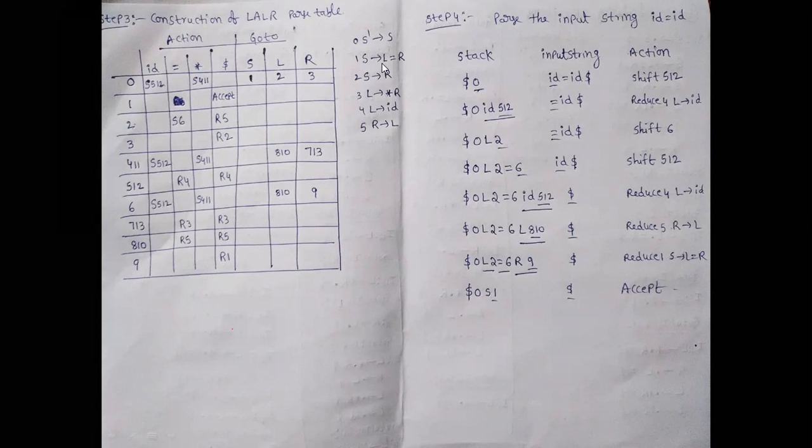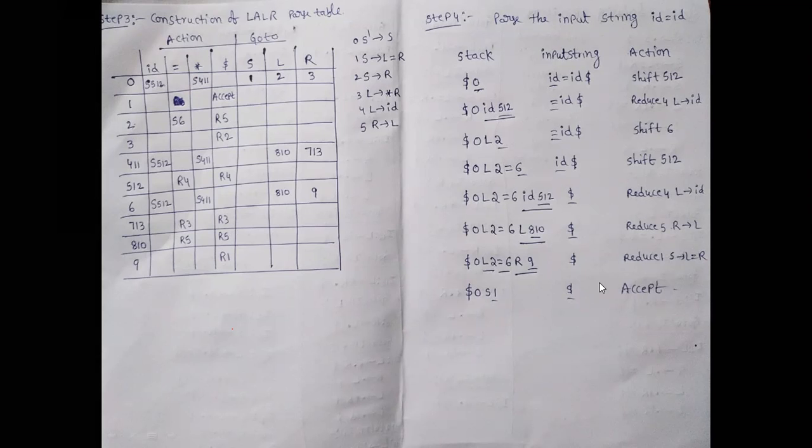S produces L equals R. In the right hand side we have three symbols, so pop the topmost six elements, the symbols and the states. Then dollar 0 in the 0th row. What is the left hand side non-terminal? Capital S. So the 0th row, S1, so dollar 1. It is always an accepting state. So this is step 4.